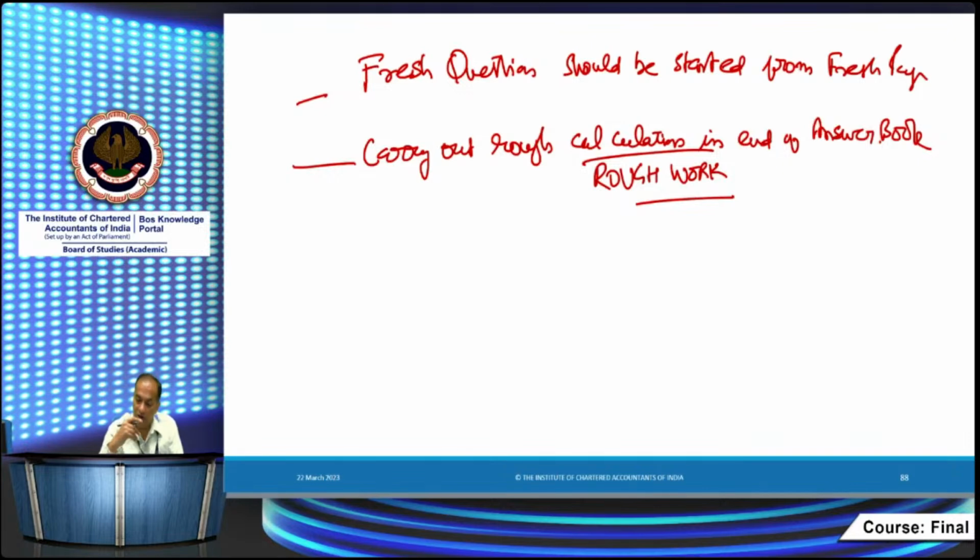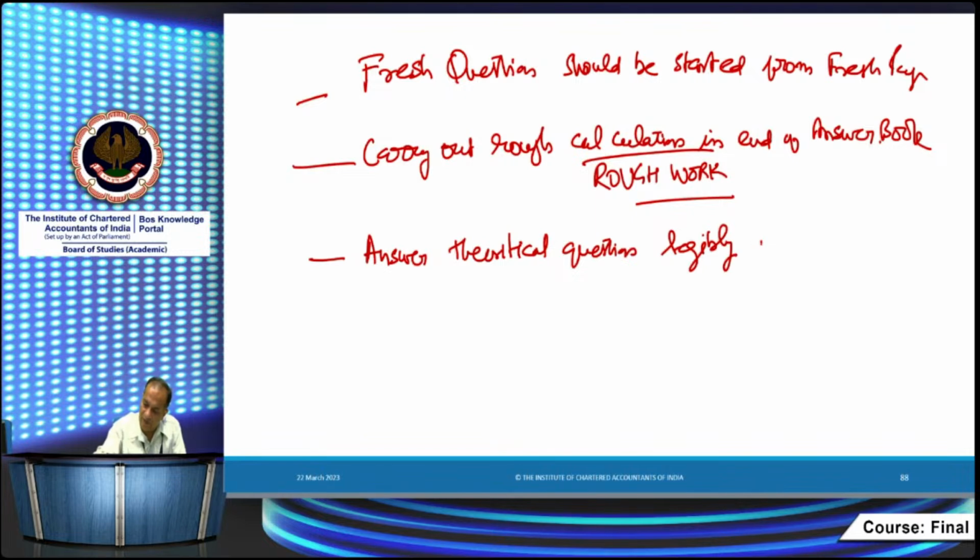And one more important point here: answer theoretical questions legibly, and if possible leave one line difference between points for readability. So these are some tips that will help you in the examination.